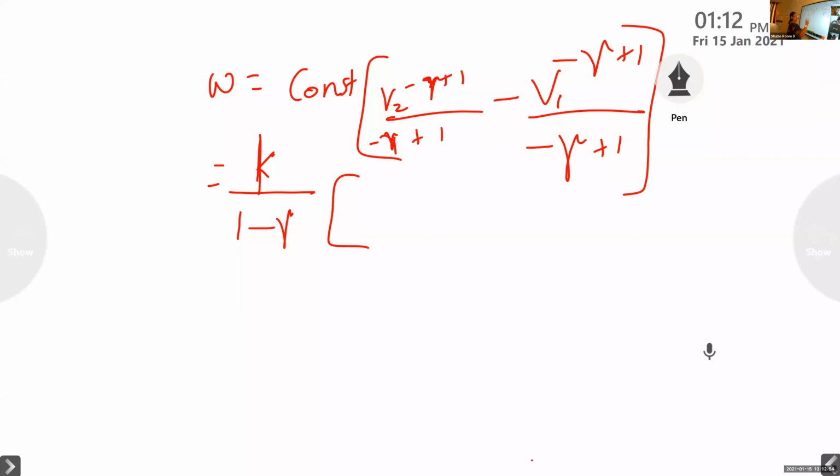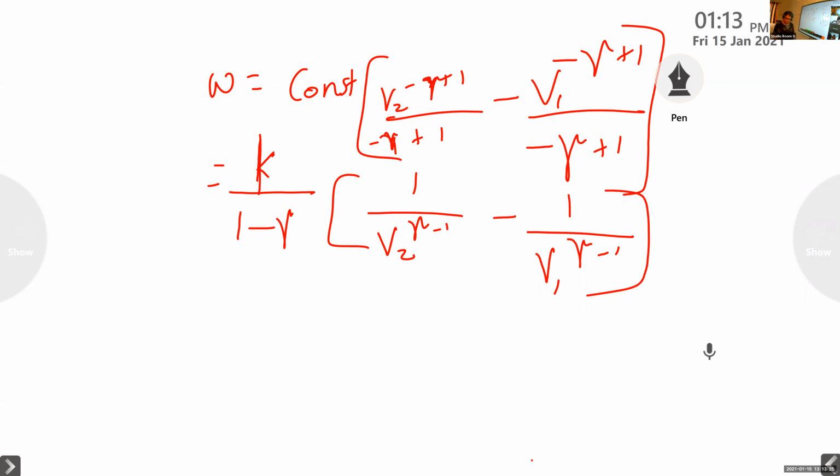So again, I am going to take it down. Down means minus gamma plus 1 becomes again the same. So 1 by V2, again we are going to get that equation, that is V2 is equal to gamma minus 1, minus 1 by V1 gamma minus 1. Gamma minus 1 means we are changing the sign. So you are getting the equation like this. So we can write it as equation 5. So 3, 4 is over, that is equation 5.